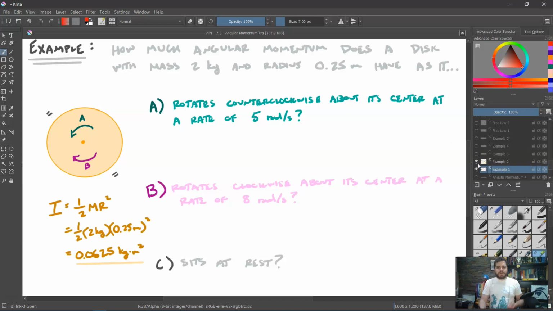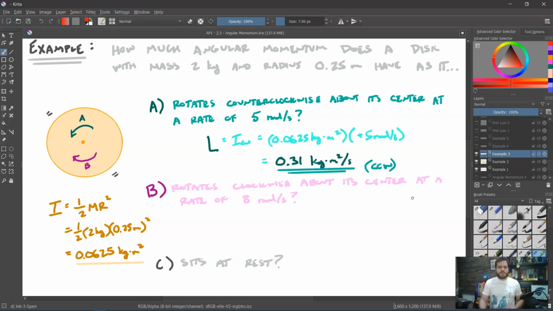But to do that, we need to know what is the rotational inertia of this disk. So I'm going to go look at my table, and for a disk, it's I equals 1/2 mr squared. So we're going to replace the mass and the r, and we end up getting a rotational inertia of 0.0625 kilograms meters squared. And from this point, it's pretty straightforward. For scenario A, I'm just going to multiply that I by the angular velocity, which is positive 5 radians per second because it's in the counterclockwise direction, and we get an angular momentum of 0.31 kilograms meters squared per second. Positive meaning it's moving counterclockwise.